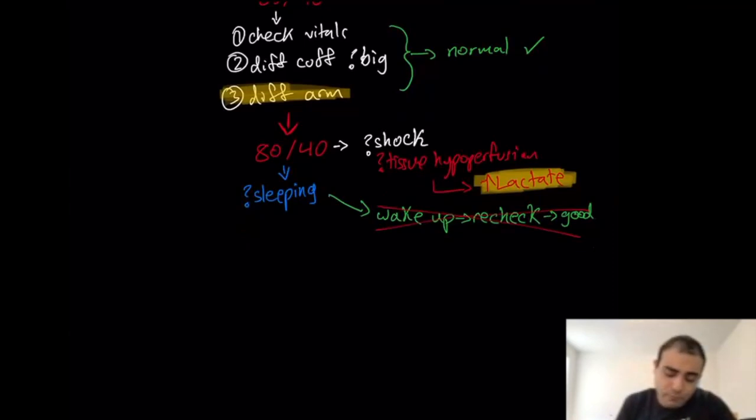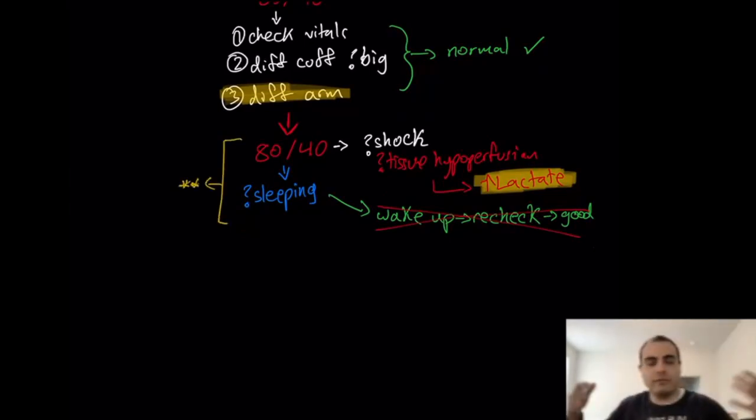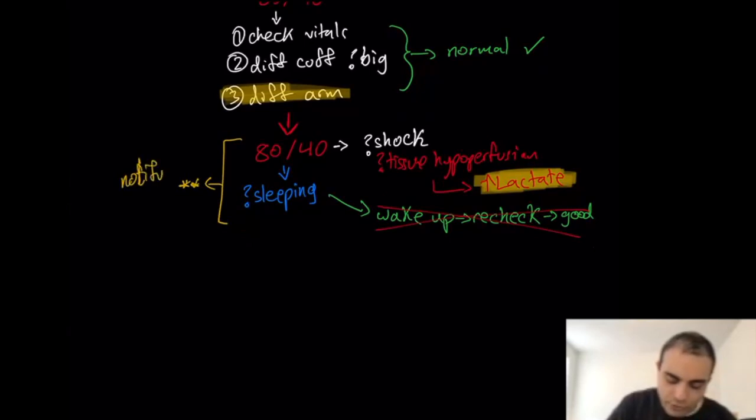At this point of the algorithm, it's very important that you, as the intern, you're the bottom of the ladder, you still don't know a lot of things, you have to notify your senior. A lot of times you can deal with it by yourself, but at this point, you want to notify somebody that the patient is hypotensive, it's legit hypotension, and we need to take it seriously. So we need to do the next steps of management.